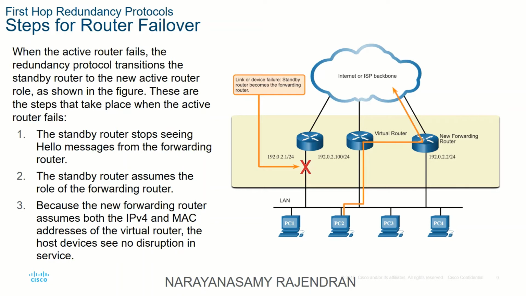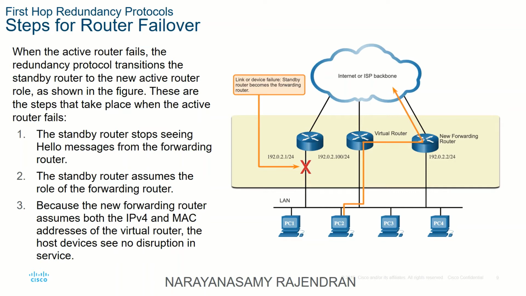So before, 192.0.2.2 was acting as a standby router. If the forwarding router fails to perform its routing action, then the standby router will become the new forwarding router or new active router. So if any PC sends a frame, then the standby router, that is the new forwarding router, will forward the frames to the internet.